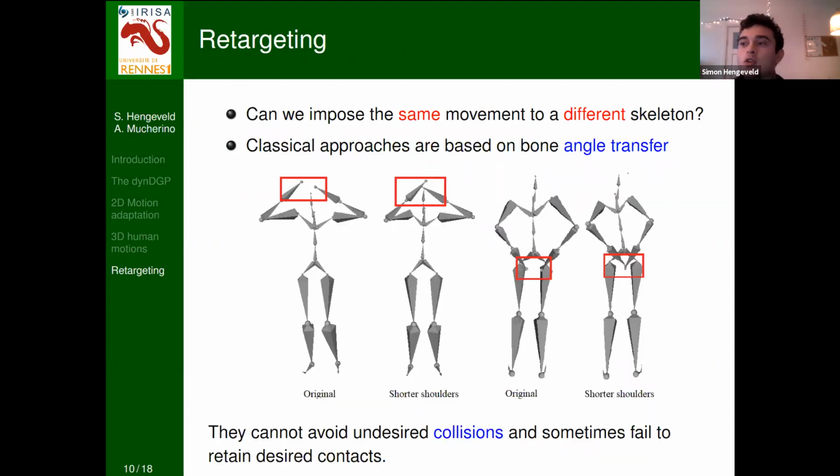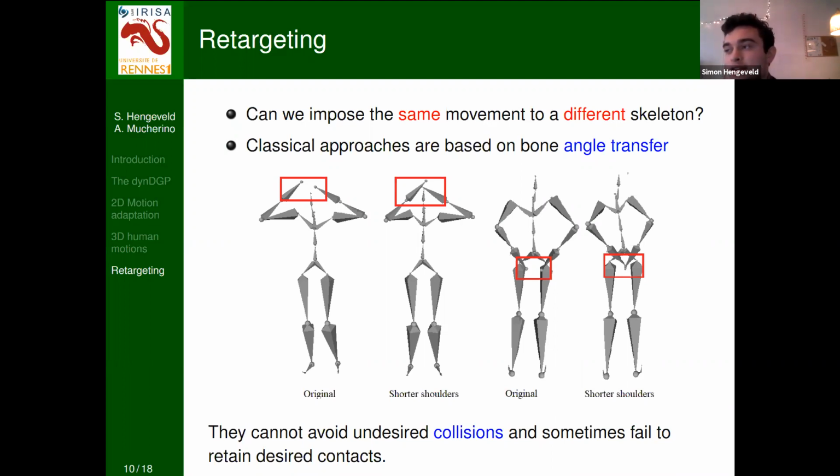So now let's talk about a common problem in the context of these 3D motions. Again, this problem is also tackled by the first speaker in a different way, but we're going to look at a more distance-based approach. The problem is called motion retargeting, and it asks whether we can impose the same movement of an original skeleton onto a different skeleton with a different morphology.